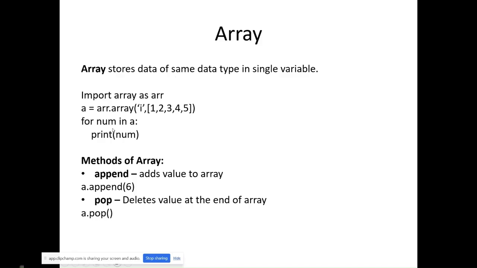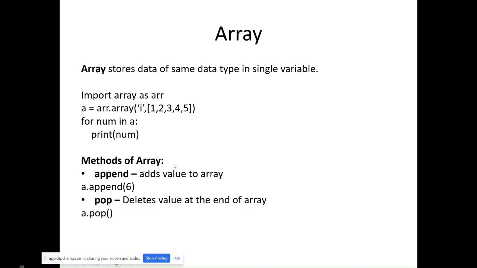Okay, so to declare an array, first you need to import the array module in your file. Okay, and this is how we have to initiate. Array takes two parameters. The first parameter is you need to mention which data type this array should allow. If you mention I, then only integers are allowed. If you mention S, only strings are allowed, like that.